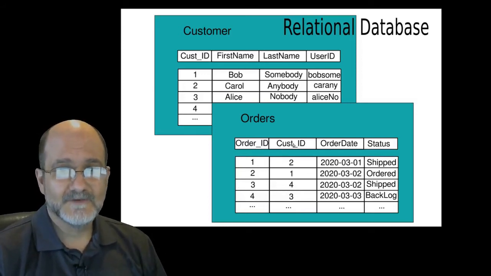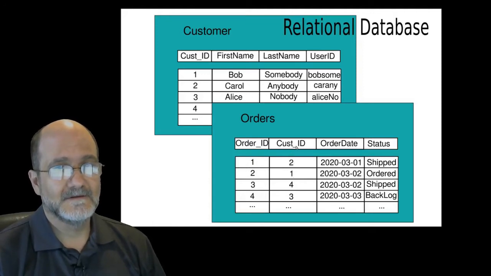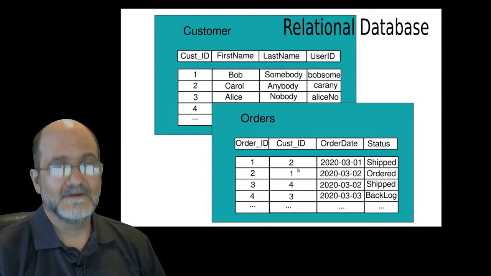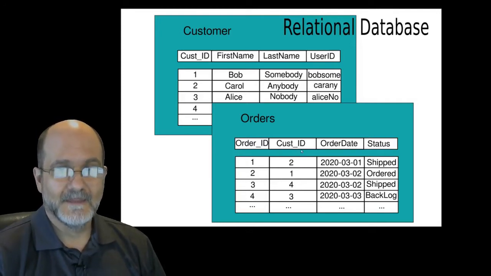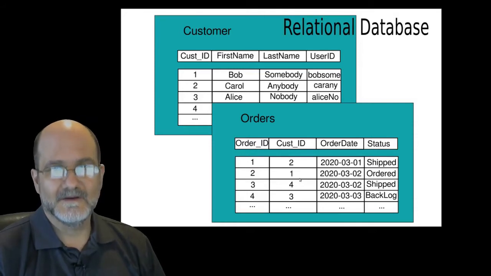However, there's also a customer ID in the orders table, and this relates back to the customer table. Since it's a primary key in another table, it's called a foreign key in this table. So if you have a foreign key, you know that it's related to a customer.